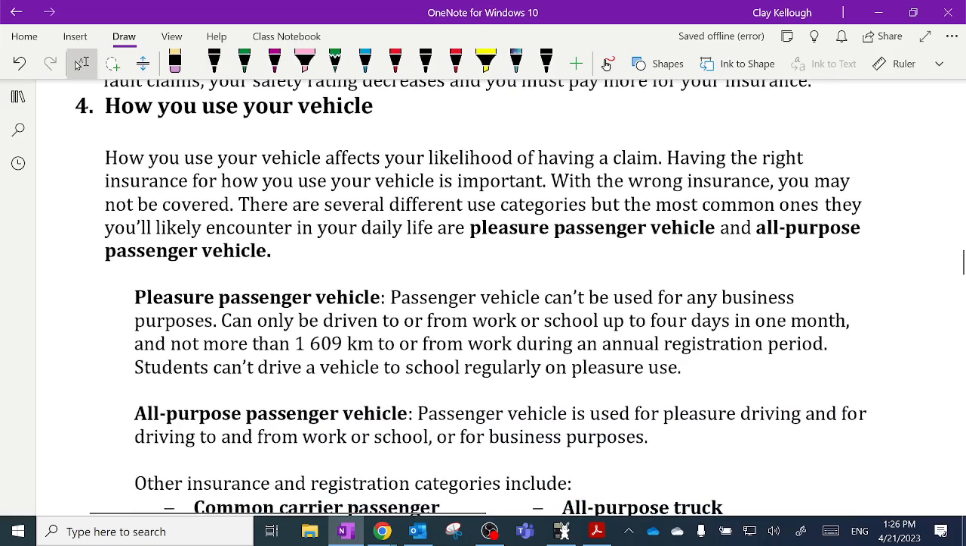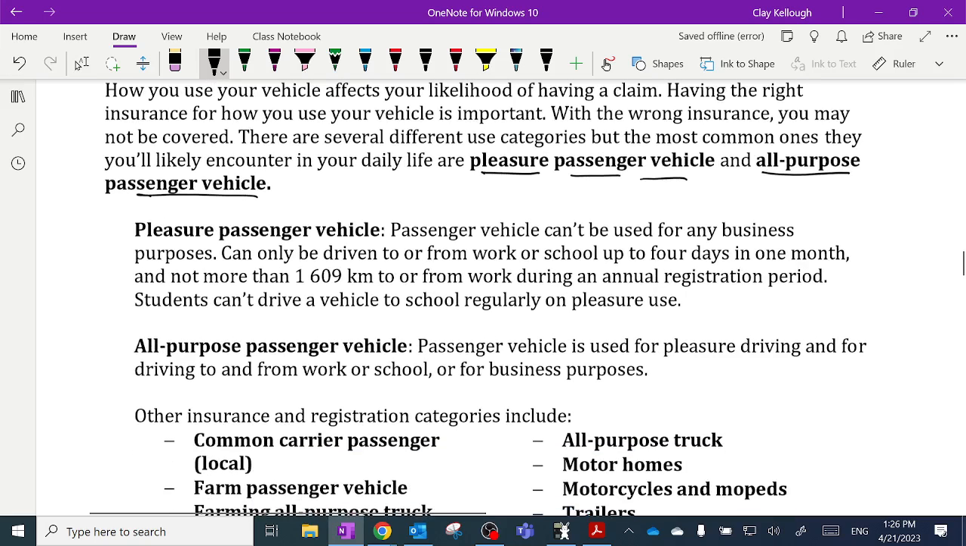Finally, the last factor that determines how much insurance you're paying is how you use your vehicle. What are you driving for? Having the right insurance for how you use your vehicle is important. With the wrong insurance, you may not be covered. There are several different use categories. The two most common ones are pleasure passenger vehicle and all-purpose vehicle.